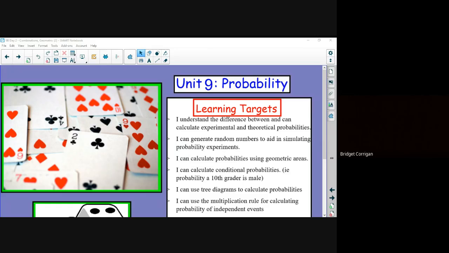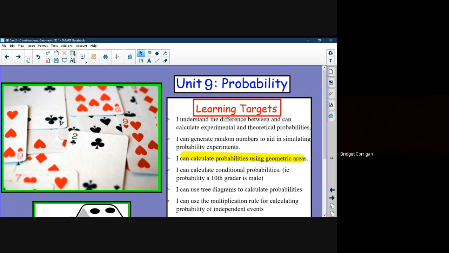We are going to go on with the second half of our probability unit today. So we're going to be doing day 2. And today we are going to be calculating some combinations, and we're going to review permutations as well. And we're also going to be doing some geometric probabilities. So we have geometric probabilities here.